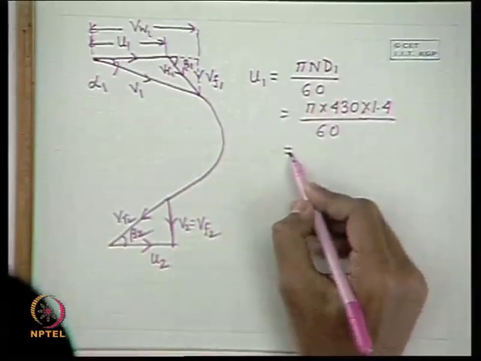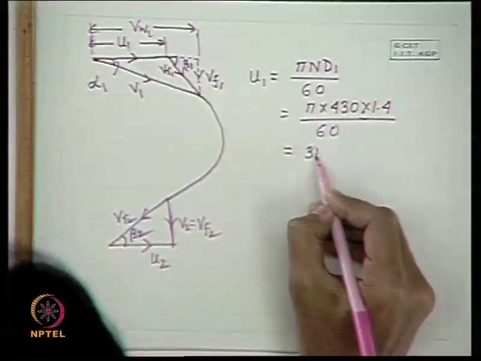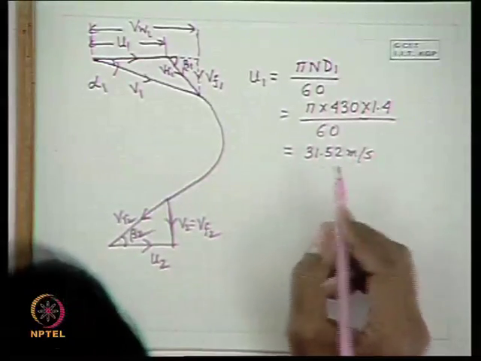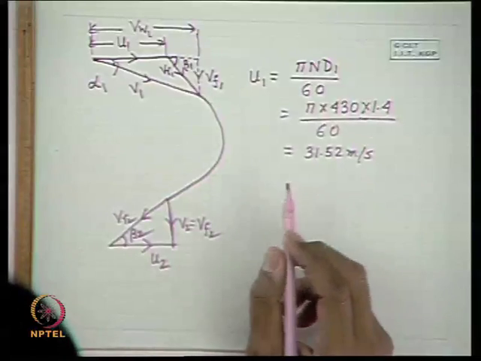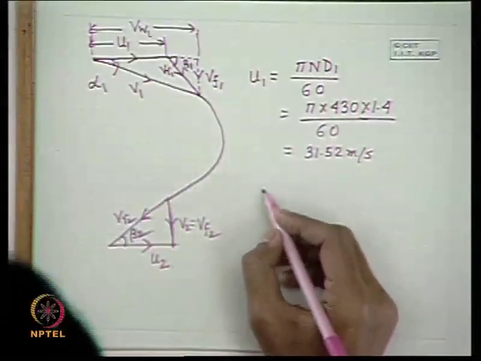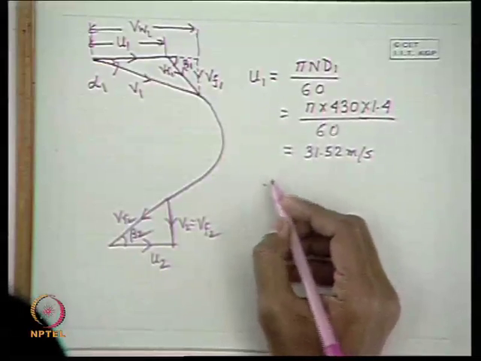So you find out U. What is the value of U? 31.52 meter per second. So then what will you do? VW2 is 0. So what will you find out? Power given to the runner by the water, that means the power available.